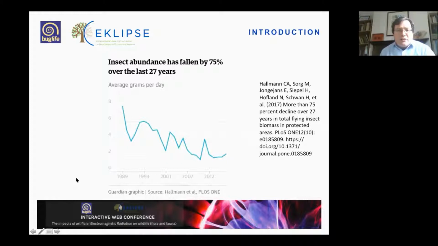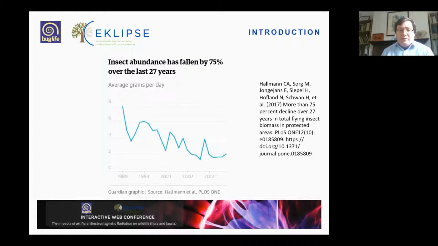This is just a graph that you'll be familiar with, probably from this summer, of German nature reserves showing a 75% decline in abundance of invertebrate life flying around in those reserves. And this is part of a broader pattern of disappearing insect life. The fact that it's happening in nature reserves indicates that there must be something fairly broad-scale happening to our countryside for us to see these declines.